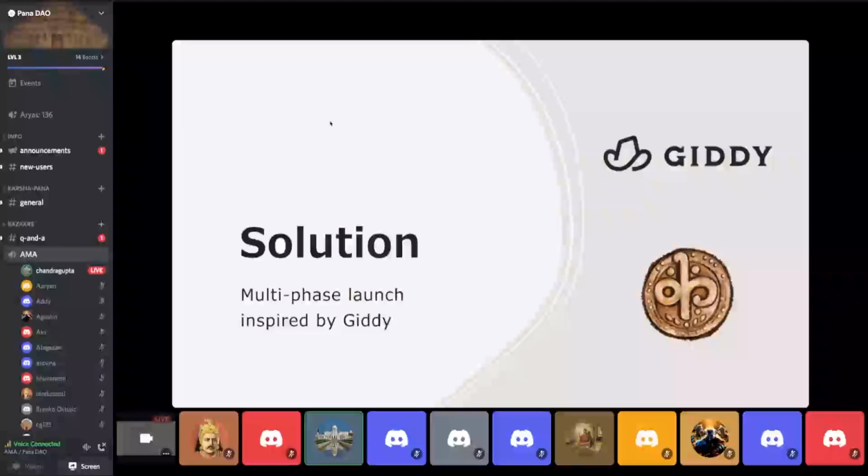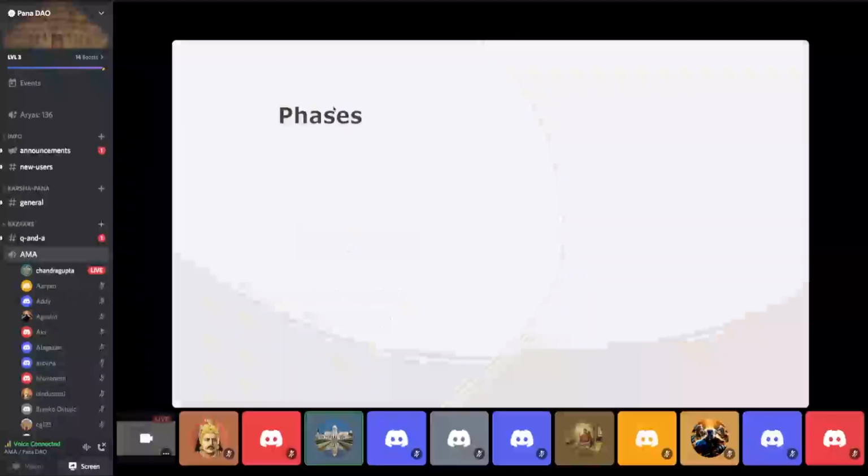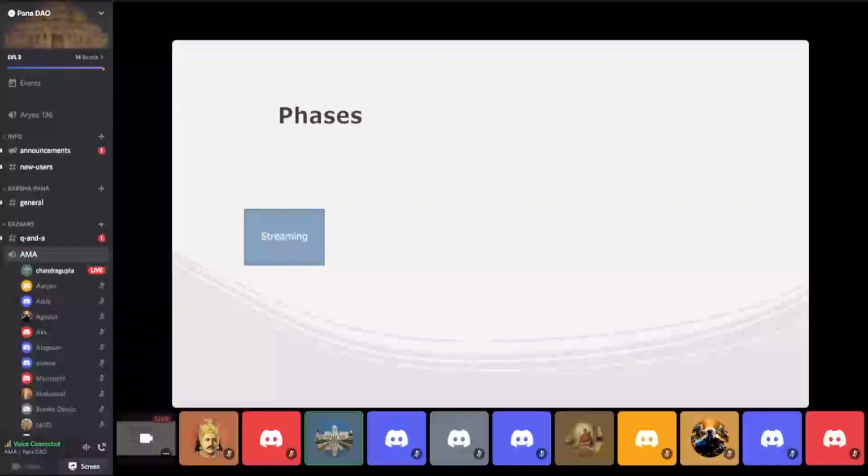So we thought about this quite a bit, and we combined it with our own tokenomics, which are an Olympus fork, and came up with a launch strategy which we believe would be the best suited for our protocol. So let's see what the launch involves. As I said, the launch is going to be multi-phase. So let's see what the phases are. The first phase is going to be streaming.